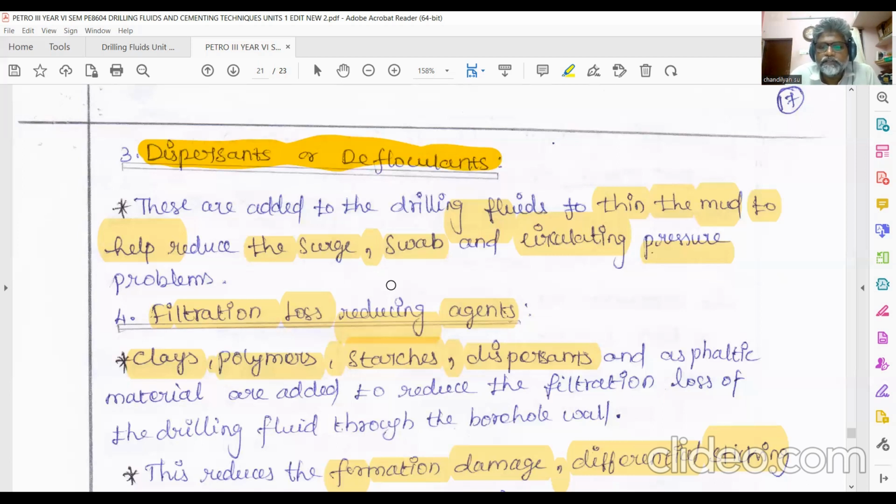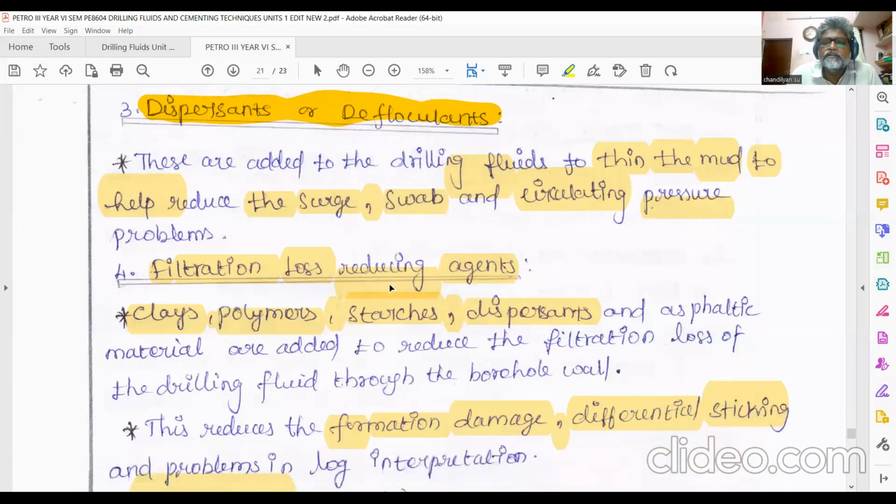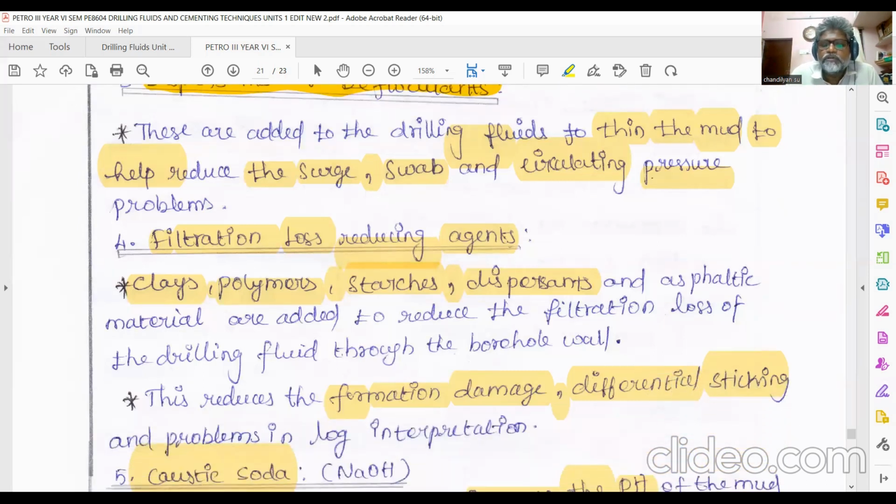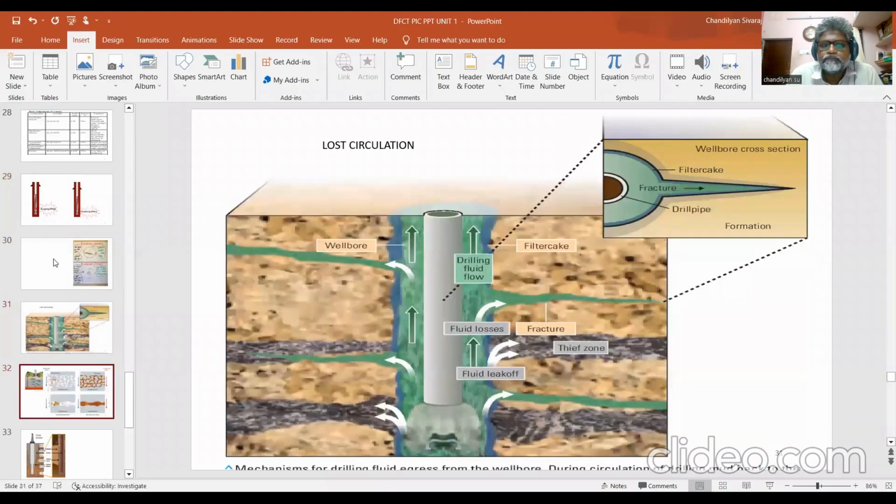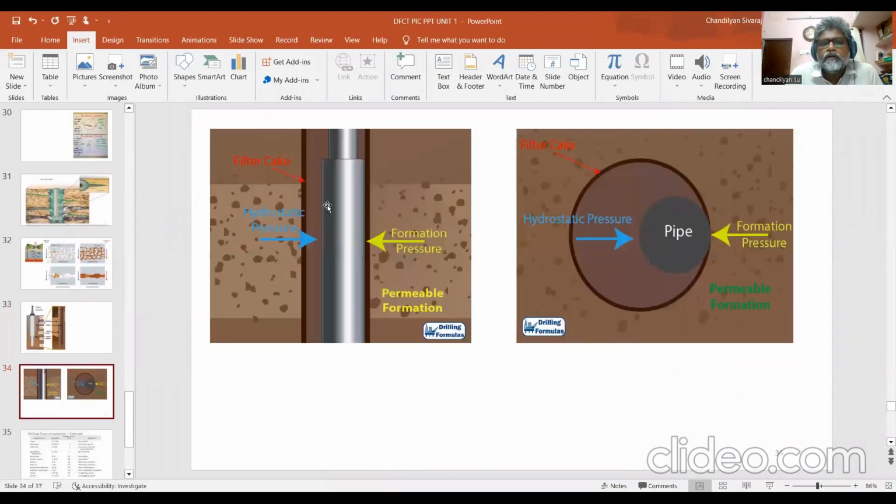This is done with the intention to reduce formation damage and differential pressure sticking. We already know what differential pressure sticking is. Let me share the picture so that it's easy to explain. Here, you know what the hydrostatic pressure and the formation pressure are, and what happens to the filter cake. It is formed on the surface of the borehole. What happens to the drill string here? You see, it goes and sticks to the sides of the well bore. So here you can see the plan or the top view of it.